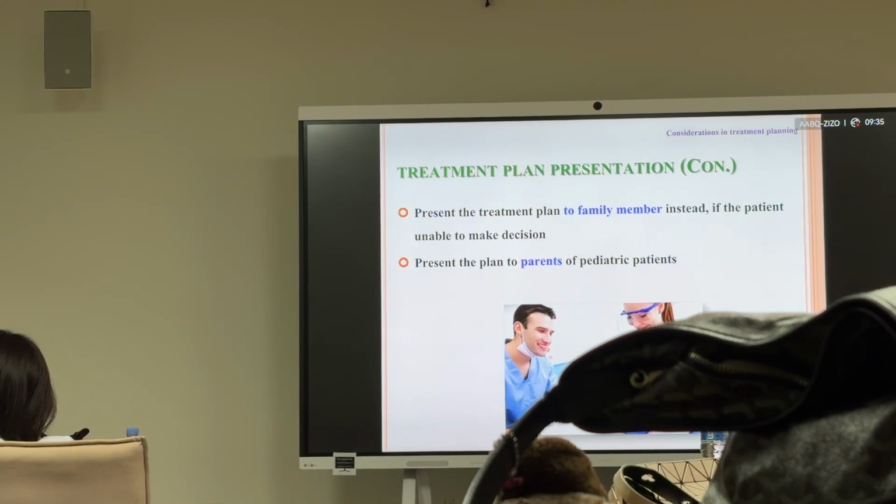Okay, so present the treatment plan to the family member. Important: if the patient is unable to make a decision, for example very old or cannot come by themselves, and especially in the pediatric patient, you need to explain to the parent, and the parent makes the decision, not the child.